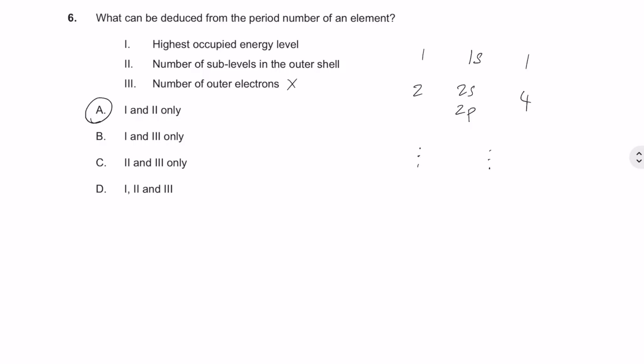And if you're really interested, there is a mathematical relation between the total number of sublevels in an energy level and the energy level, and that is that the energy level squared is equal to the number of sublevels. And so given that both 1 and 2 can be deduced from the periodic number of an element, therefore the answer is A.